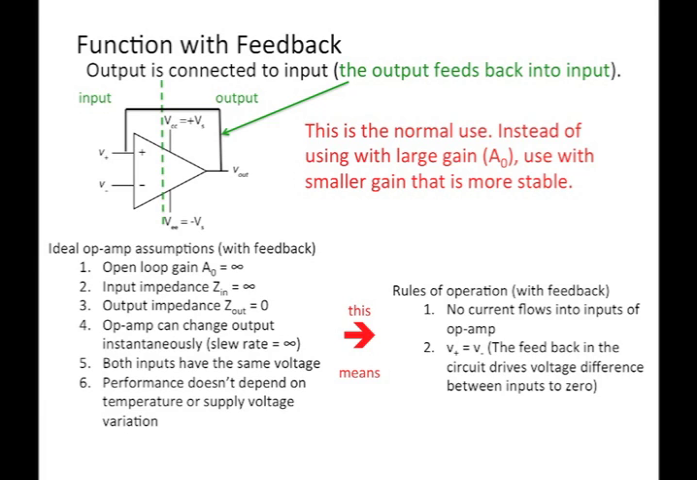Okay, so those are the assumptions. What does this mean practically? For all practical purposes in this class, we're going to assume we have ideal op amps. Essentially, the rules of operation with the feedback: 1, no current flows into the inputs of the op amp, and 2, V plus equals V minus. The feedback in the circuit is going to drive the voltage difference between the inputs to 0. So those are the 2 rules. That, along with Ohm's law and Kirchhoff's loop rule, will allow us to say what's going to happen in any given situation. So let's look at a couple of examples.